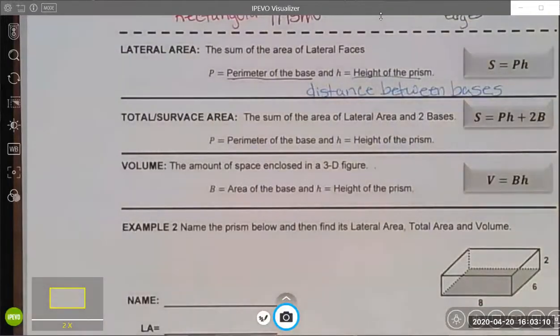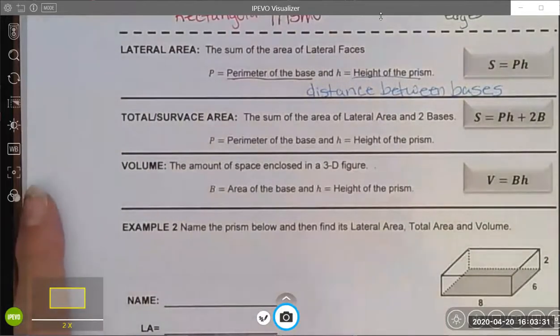All right, let's try using these formulas. In example 2, we are asked to name the prism, to find the lateral area, the total area, and the volume. I noticed that there are 3 components that I need to answer these questions. I need to know the perimeter, I need to know the area of the base, and finally I need to know the height of the prism.